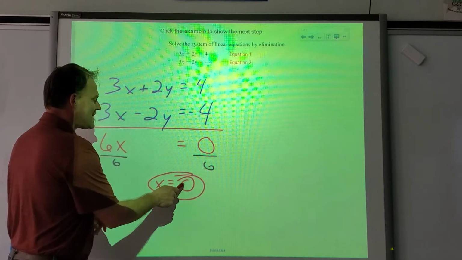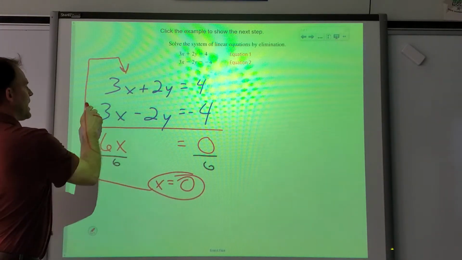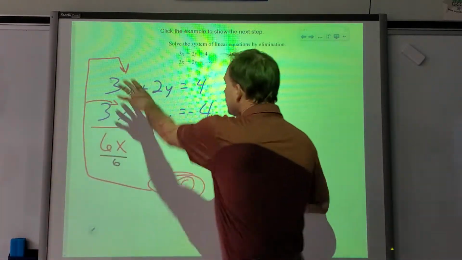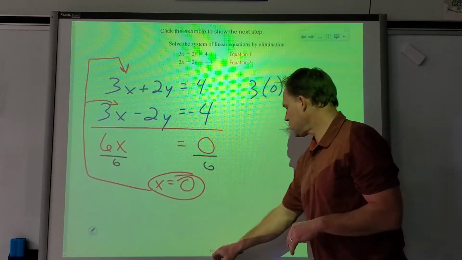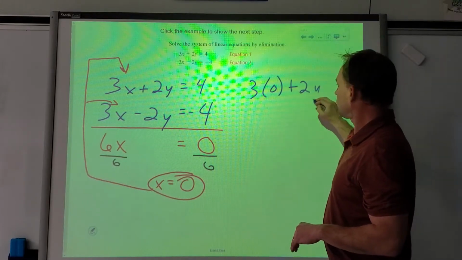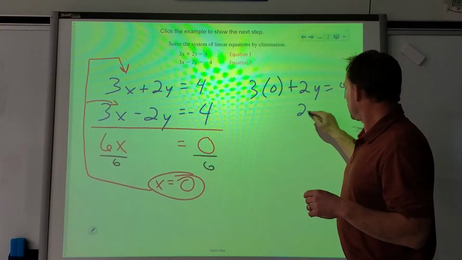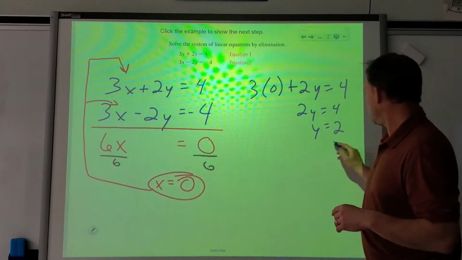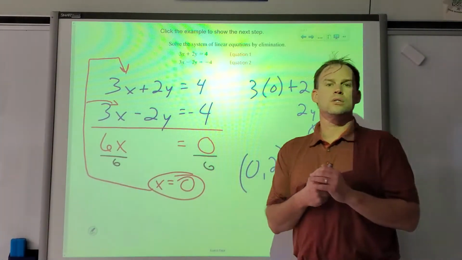Now I get to take this and plug it back in to an equation. I could put it in either place, it does not matter. I'm going to choose the top one. Plug 0 in, and solve the equation. 3 times 0 is 0, 2y is 4, y is 2. So now x is 0, y is 2, (0, 2) is the answer to the problem.